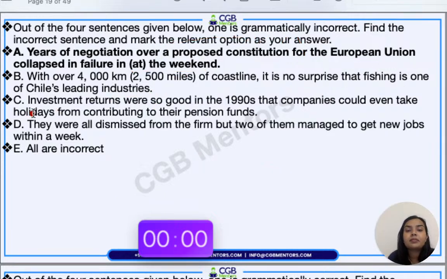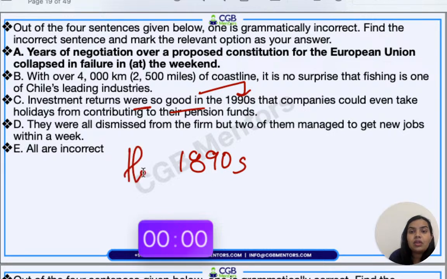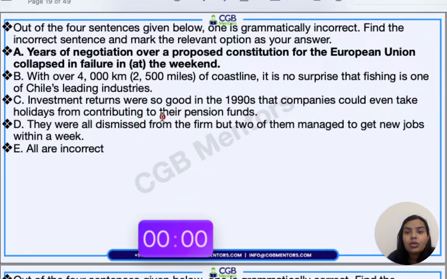Good to go. Investment returns were so good in the 90s. Whenever you write any year like this, like let's say you want to write 1890s, you use the before it, which is mentioned here correctly. That companies could even take holidays from contributing to their pension funds.